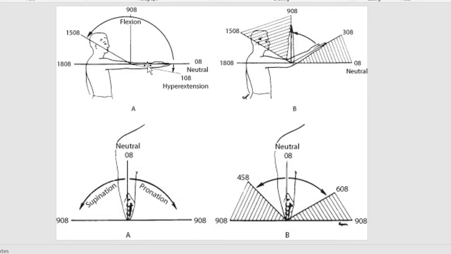So you have here from 0 to 180 degrees. That is your elbow flexion, and you have your extension. This is now the pronation and supination. From 90 degrees, this is considered as neutral. So it goes 90 and 90 on the other side.